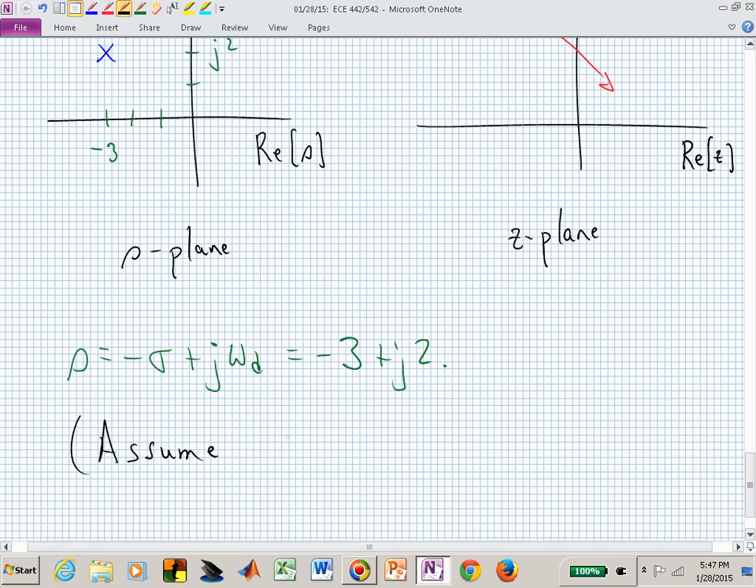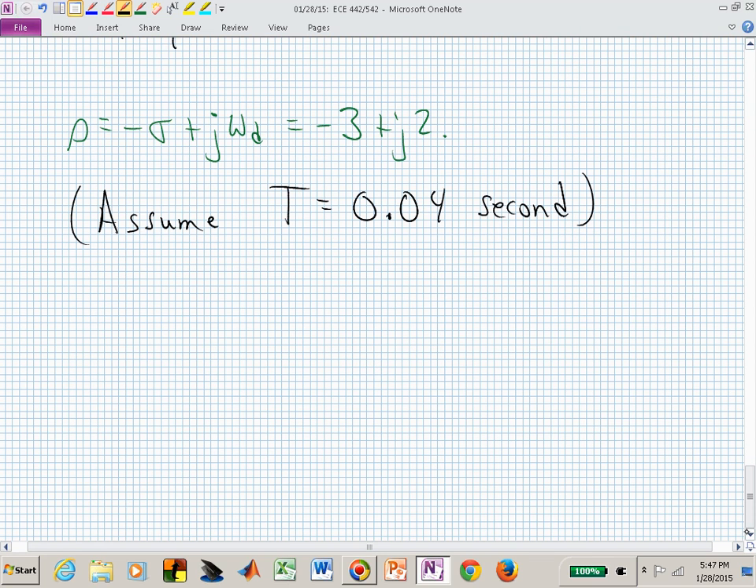Just to give us something to work with, let's assume that our sampling period, capital T, is 0.04 seconds. And we may derive where that comes from in a minute. But for now, let's just say it's 0.04. What does z look like? Or where does z end up? We know the relationship that is relating z with s. This is now e to the minus sigma plus j omega sub d times t. That's e to the st.